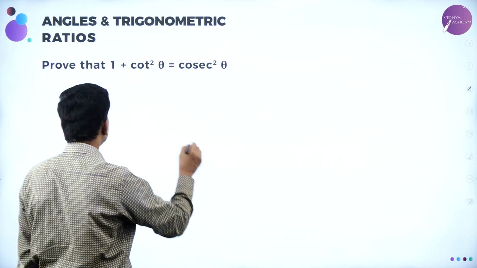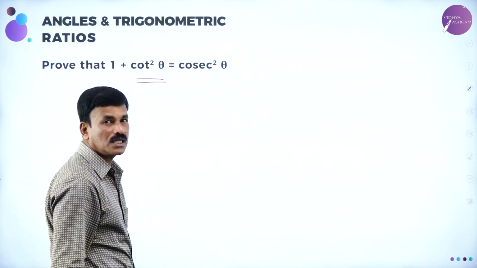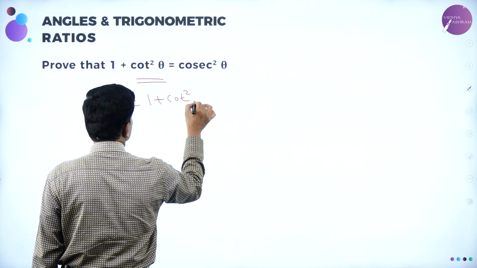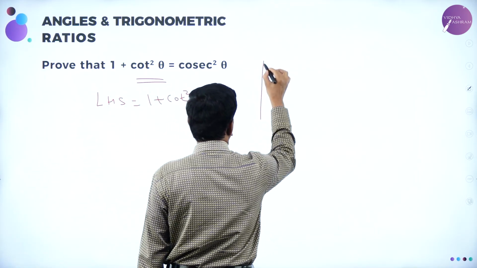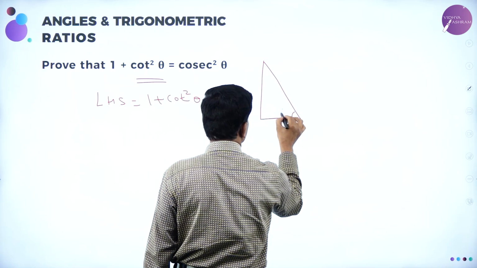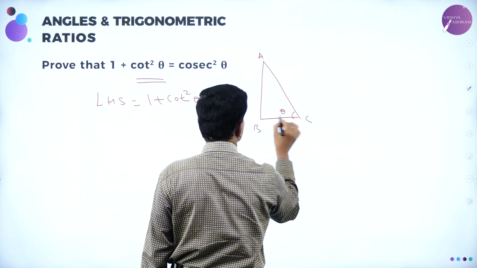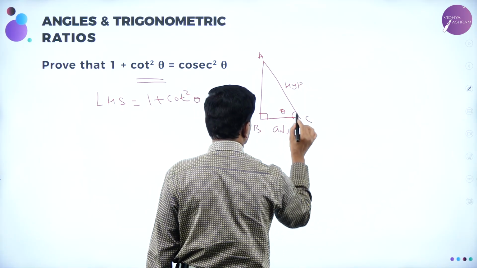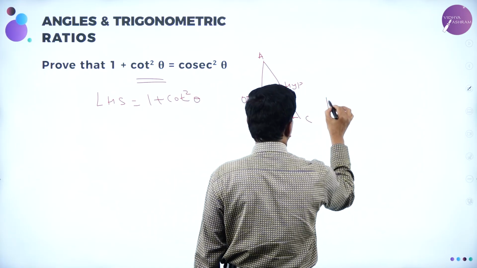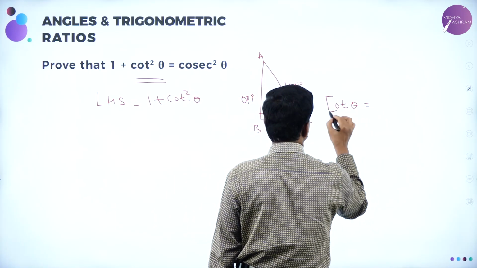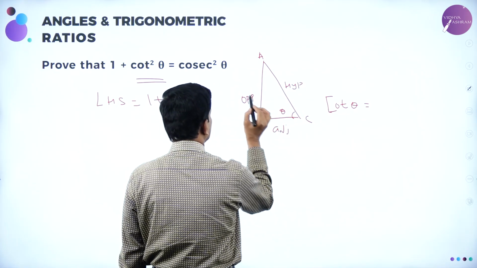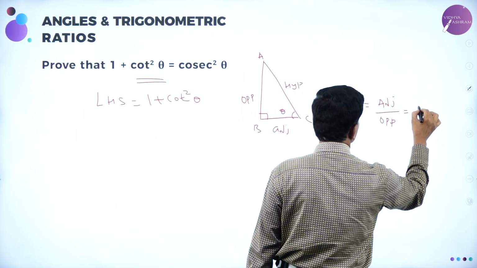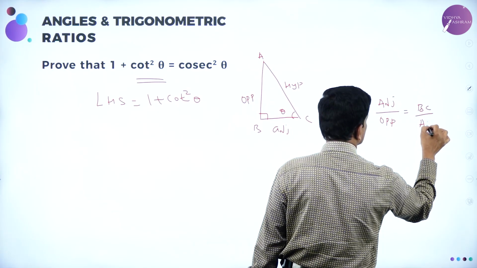Now let's move on to the next one. The third one, 1 plus cot square theta is equal to cosecant square theta. Take LHS. LHS is 1 plus cot square theta. Now let us draw a right angle triangle. Here theta is an acute angle, A, B, C, this is 90 degree, opposite side, hypotenuse and adjacent side. Now what is cot theta from this? Cot theta is adjacent by opposite, that is adjacent side divided by opposite. What is adjacent? BC divided by opposite is AB.